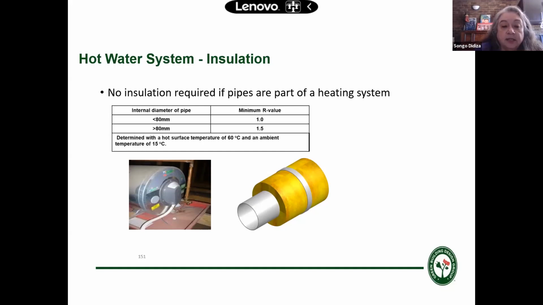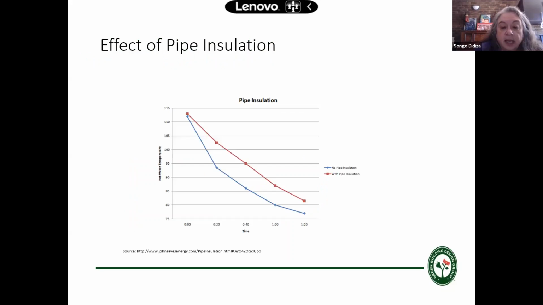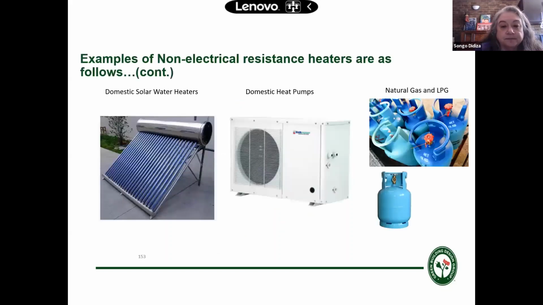And again, we use 60 degrees as the temperature. It's just the effect of pipe insulation. So people always say, well, it's just these little pipes, does it have an effect? Of course it does. It really makes sure that the hot water gets to where you need it to be.